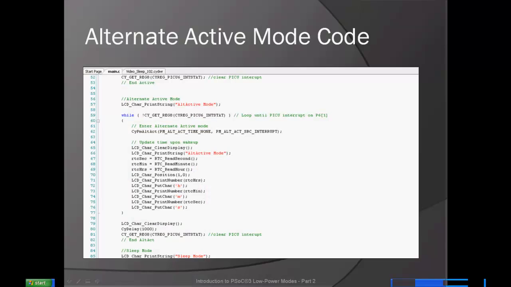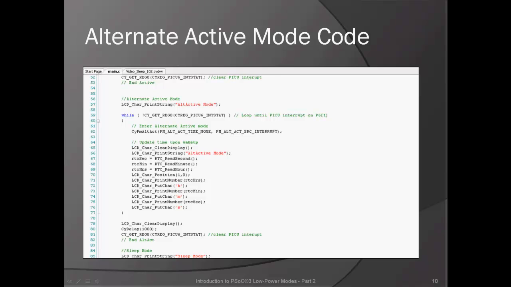This is the section of code that enables alternate active mode. The API accepts two arguments, a wake-up time and a wake-up source. The defined constants are bit masks and can be ORed together to allow for multiple wake-up sources. In this demo, we'll be setting the PSOC to wait from alternate active mode only when an interrupt triggers, which means that the real-time clock interrupt will return the device to active mode once every second.